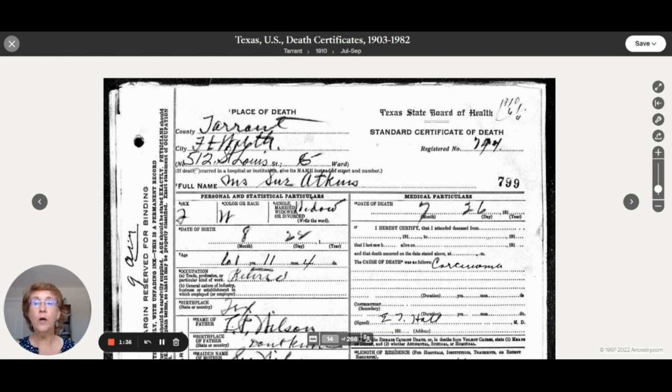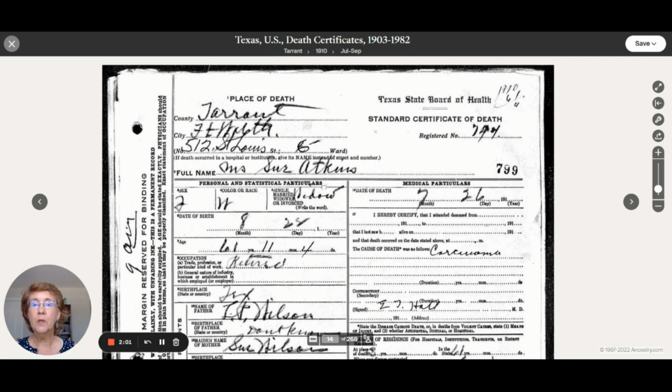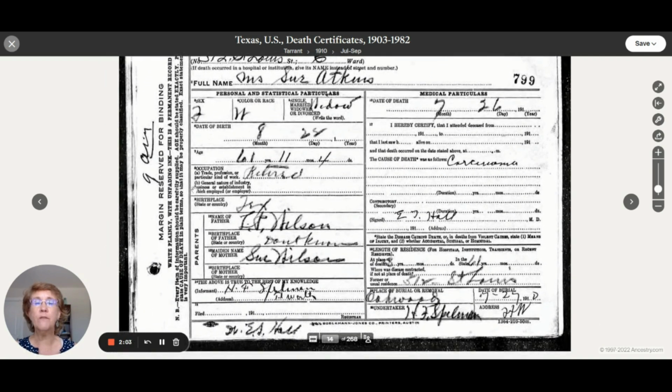So we have 512 St. Louis Street, and it looks like that would be the 6th ward. So that's a really critical piece of information, and I'm going to put that into my research plan as I would pursue this Miss Sue Atkins: to look for this address, look at city directories to see who else could have been in that home when she was there.